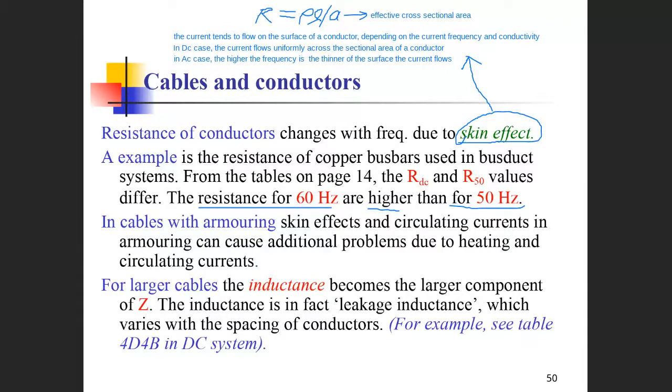So therefore we have the inductance, the resistance, the reactance.